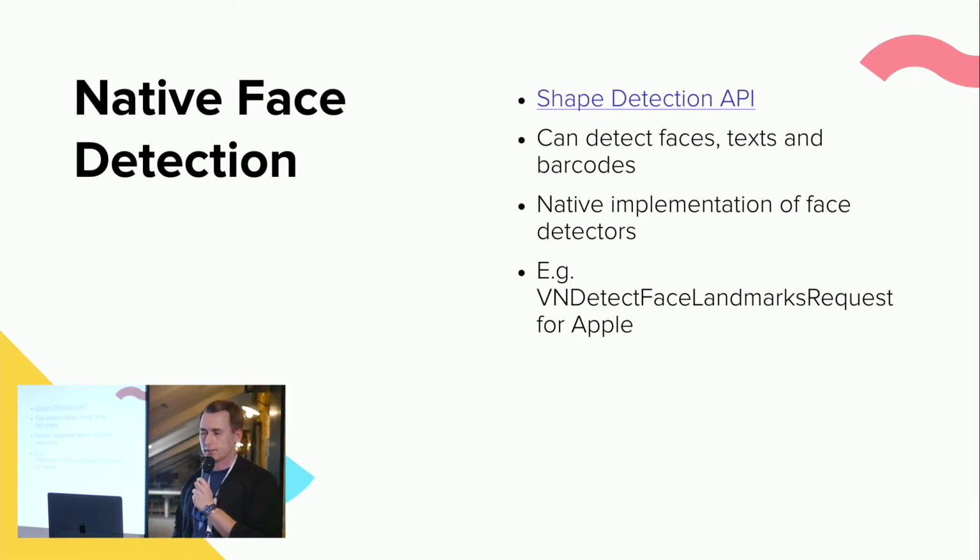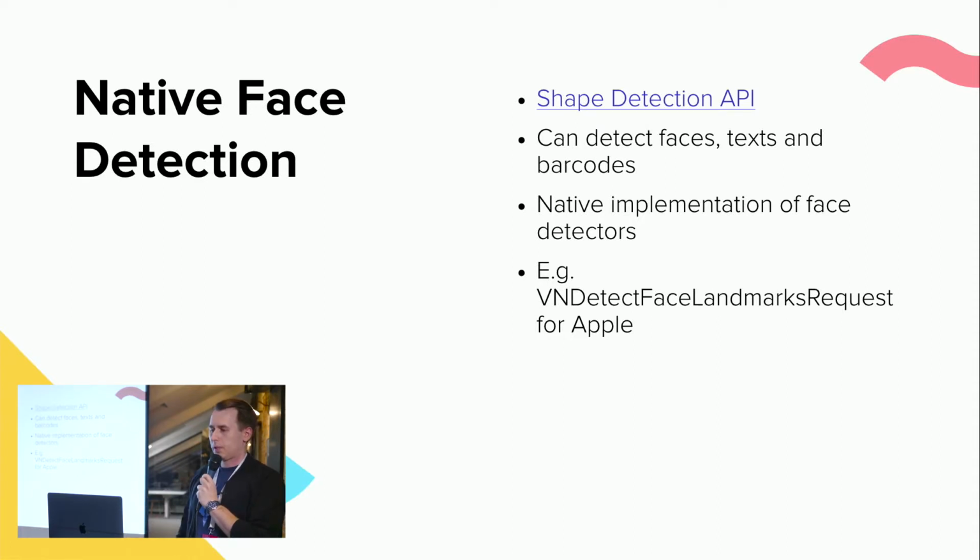And yes, it does. So this approach uses the shape detection API. This API can not only detect faces, but also text and barcodes. And under the hood, it uses the native implementations of detectors. So for example, for Apple devices, we'll get VNDetectFaceLandmarksRequest. That's the API for face detection. And for Android, we get the Face Detection API.